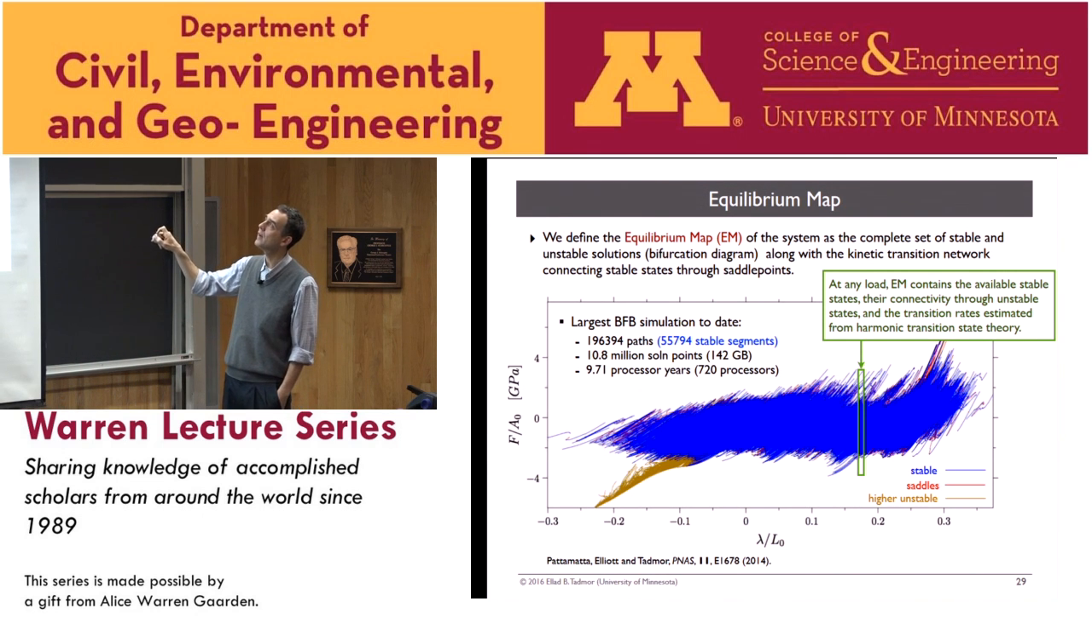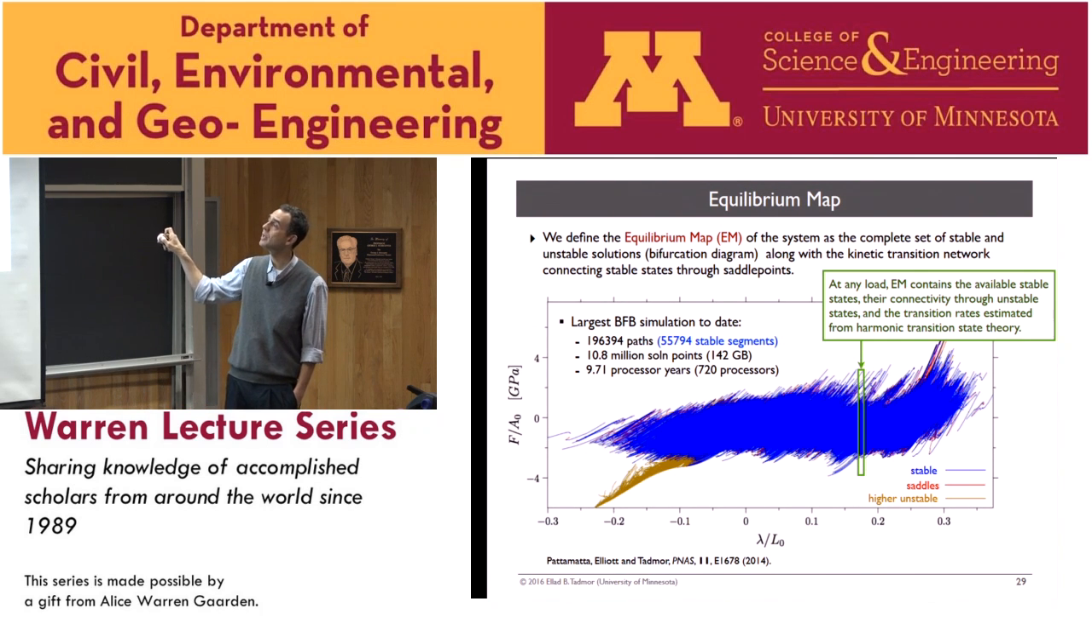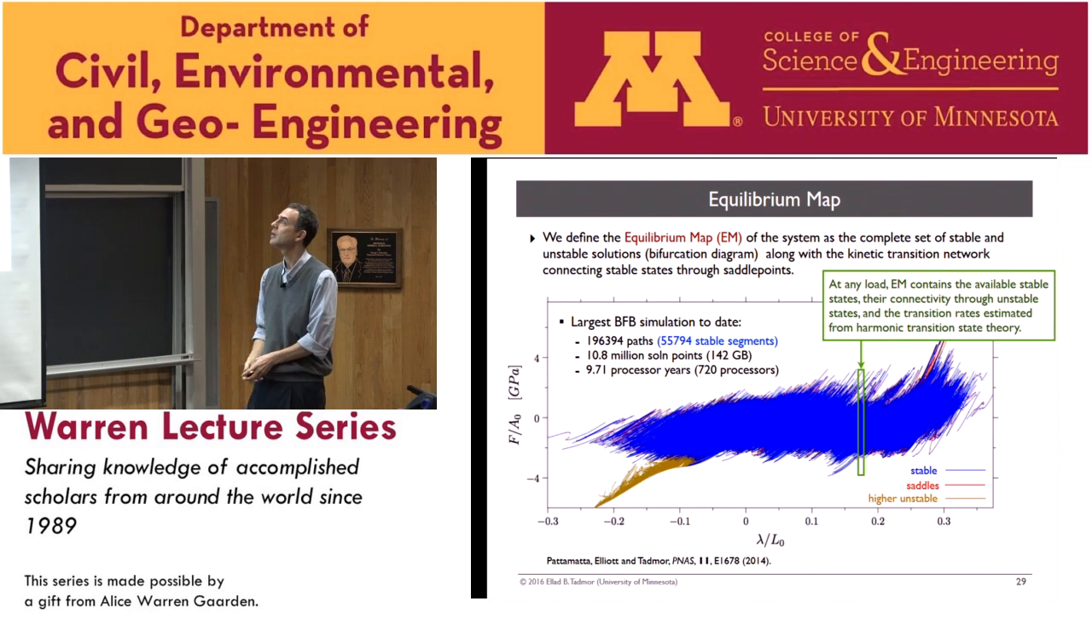And so we define something we call the equilibrium map, and the equilibrium map is the diagram of all the possible behaviors of the system, stable and unstable, plus something we call the kinetic transition network, all the transitions that can occur between them. So that's the connectivity. What stable state is connected to what stable state? So here, let me show you a picture.